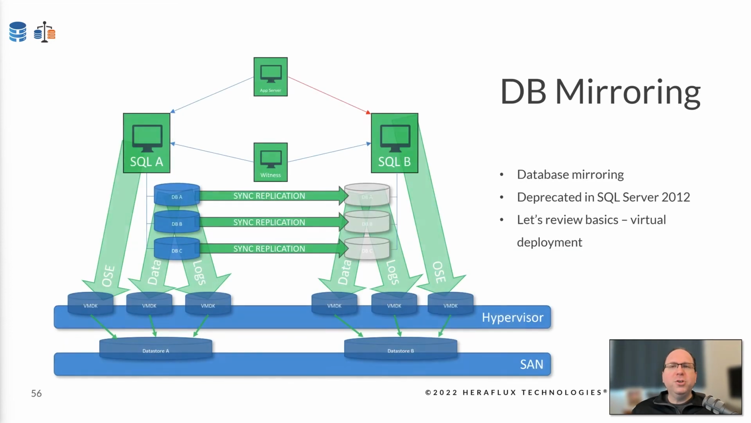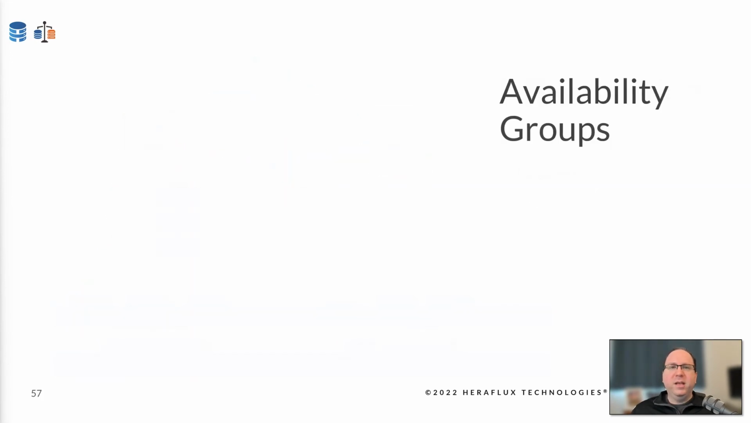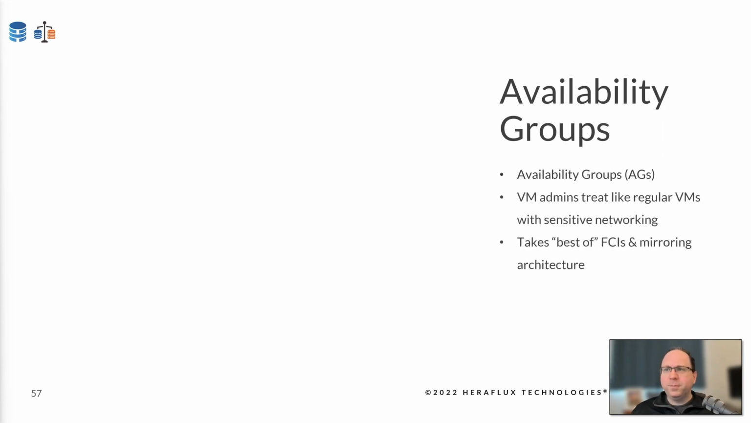So in a virtual machine world, same exact thing. We're just using virtual disks in here. There's really no change from a database perspective. Now the availability group side, call these AGs. The VM administrator really is going to be treating these like regular virtual machines, but with some sensitive networking in there. It takes the best of a failover cluster architecture and gives you the best of mirroring in there as well.